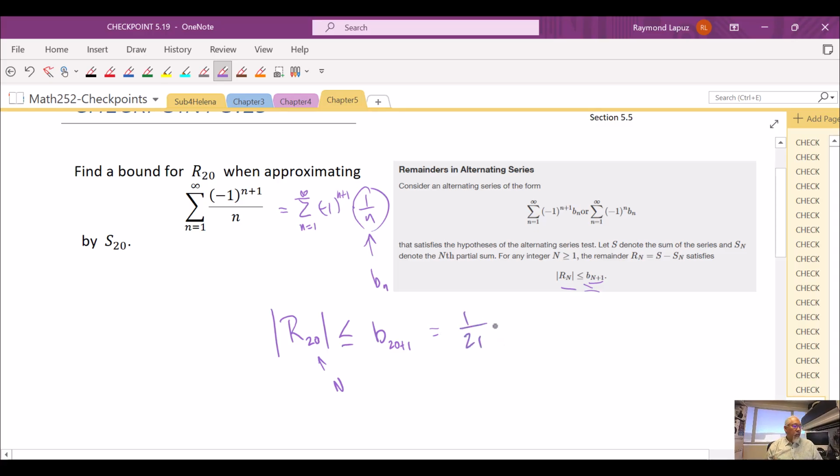All right, in our calculator, or at least on the side, 1 over 21 looks like it's approximately 0.04761. So we can say that the remainder is going to be less than 0.0476 or something like that.